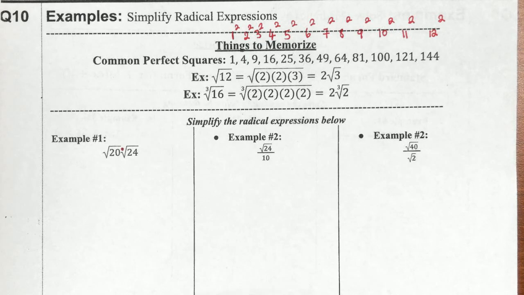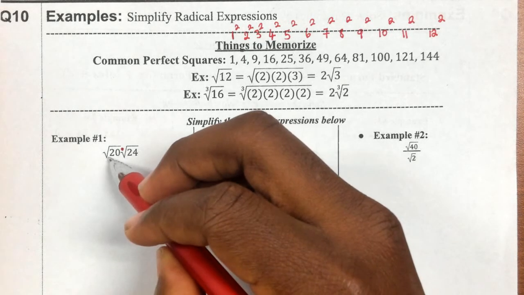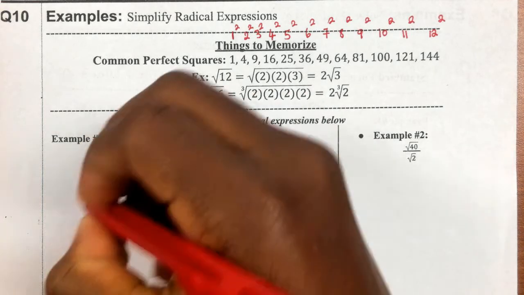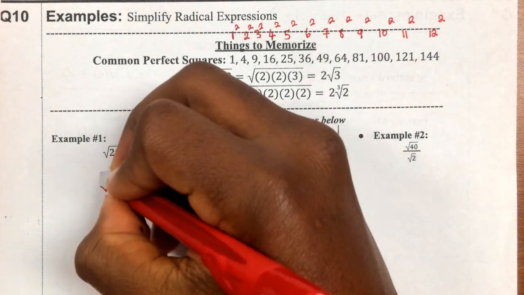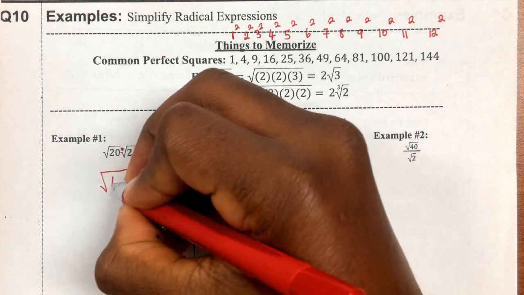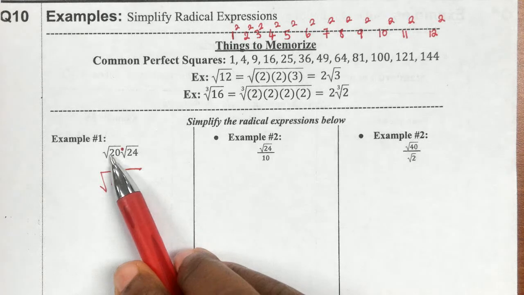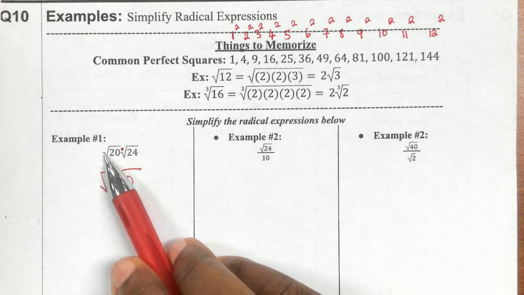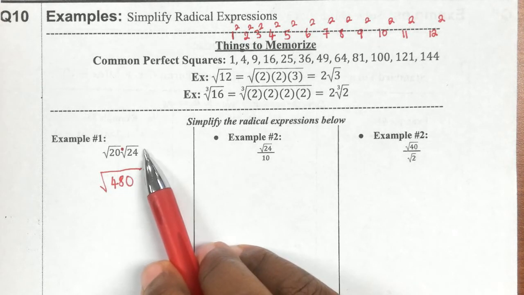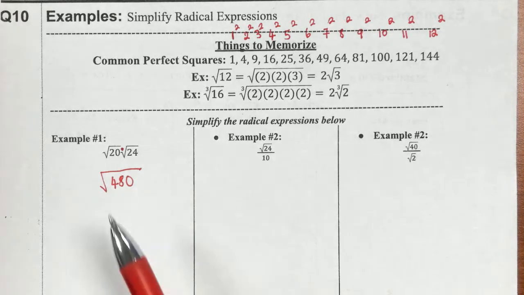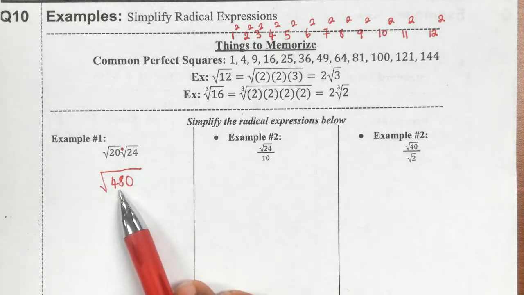When I multiply square root of 20 by square root of 24, I will get square root of 480. And again, I can multiply them because both of them are underneath a square root. Now I need to simplify this.